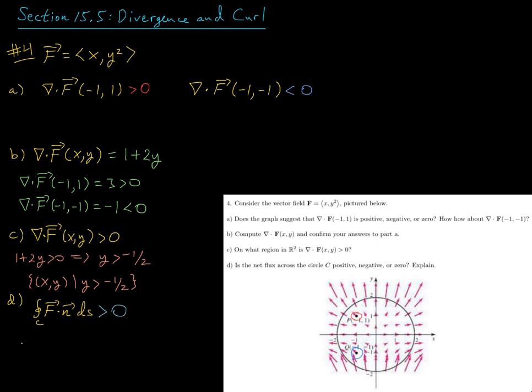You can go ahead and check that the actual outward flux is 4 pi. Not that you actually have to compute it. It's clear from the picture, but nonetheless, it does turn out to be a positive 4 pi, which is definitely consistent with what we're seeing in this picture.